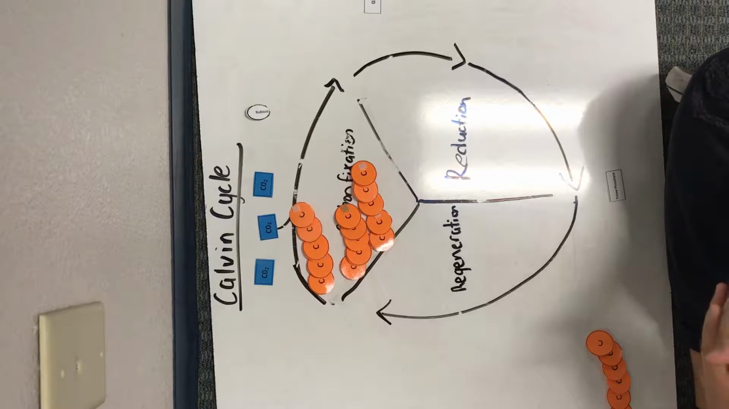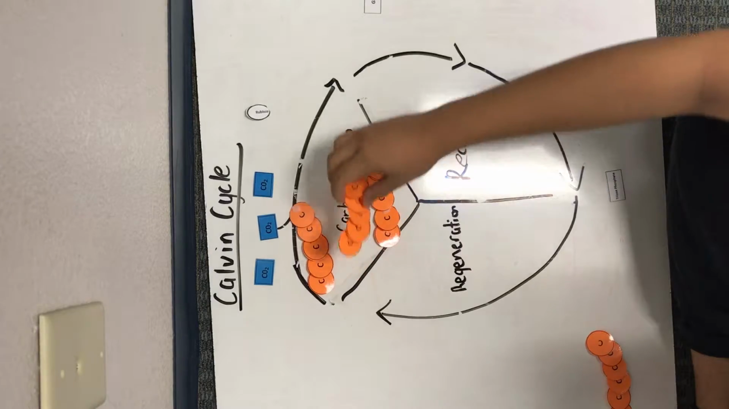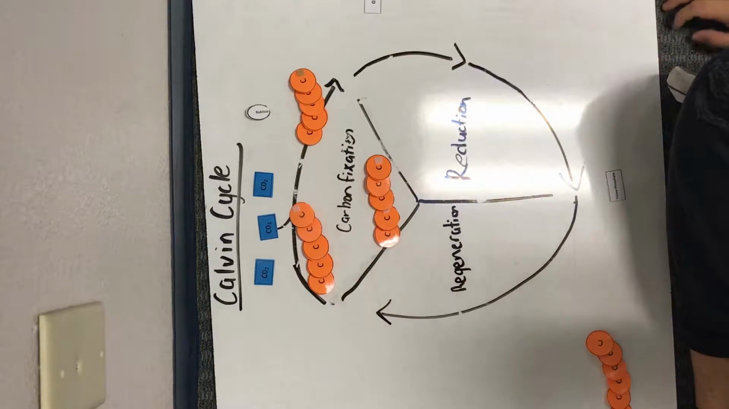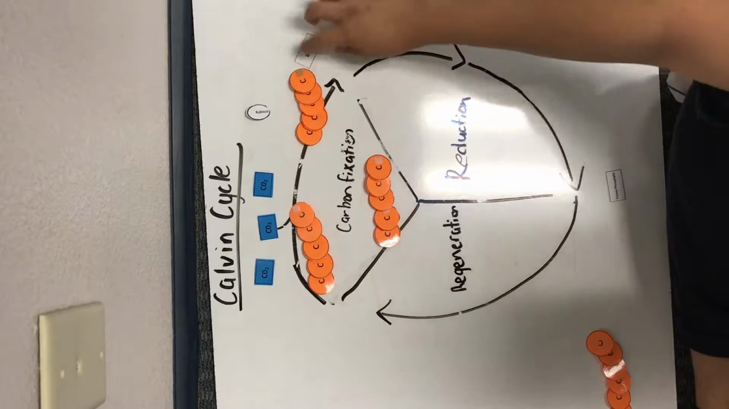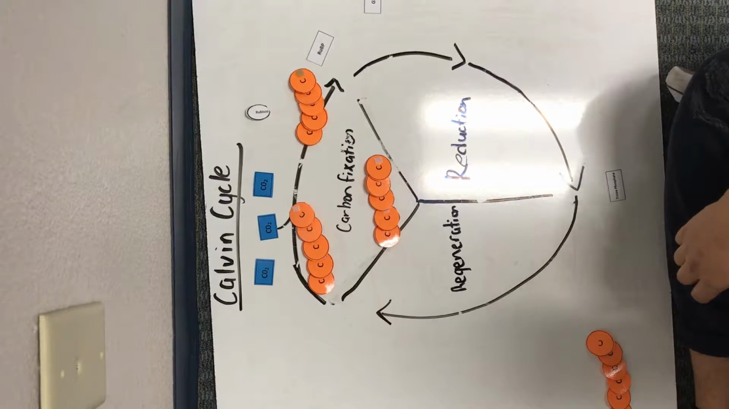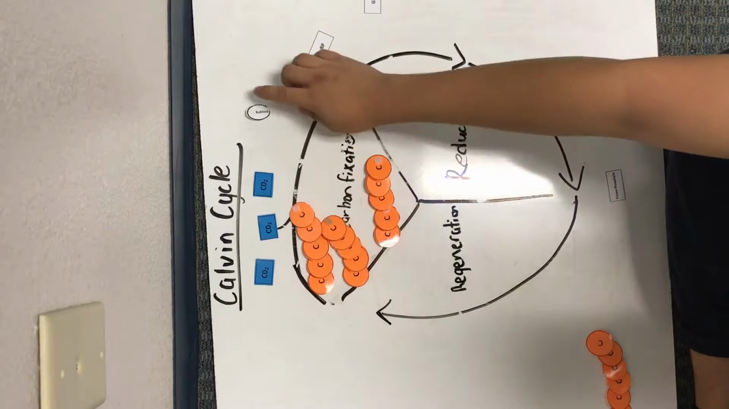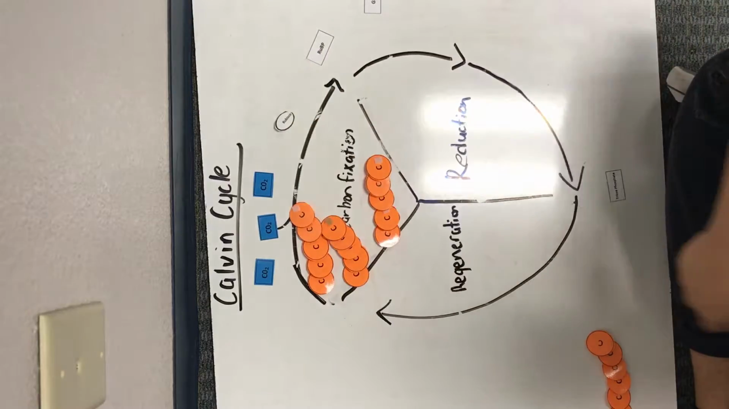Okay, so here we have the Calvin cycle, which occurs in the stroma. The Calvin cycle begins with 3 molecules of RuBP. These RuBP molecules then go through carbon fixation. Carbon fixation involves rubisco, an enzyme, and CO2.